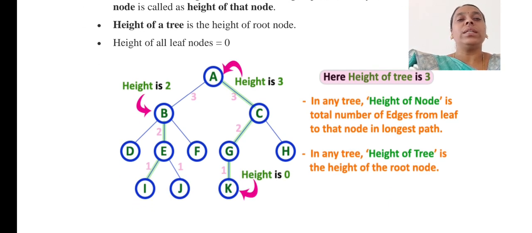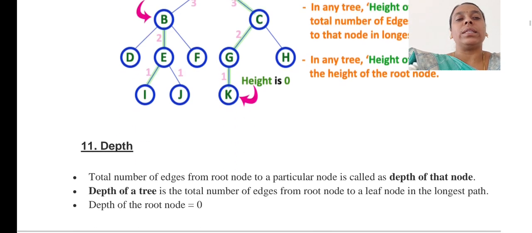Here all the leaf nodes have height 0. What is the height of A? The height of A is 3, because the longest path from a leaf node K to A has 3 edges. What is the height of K? 0. What is the height of E? 1. What is the height of B? 2.